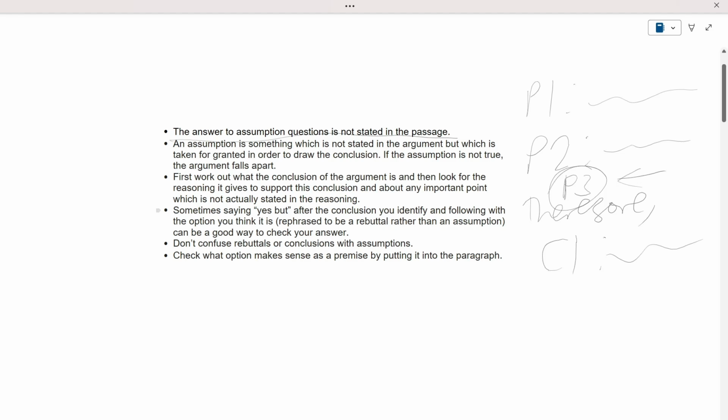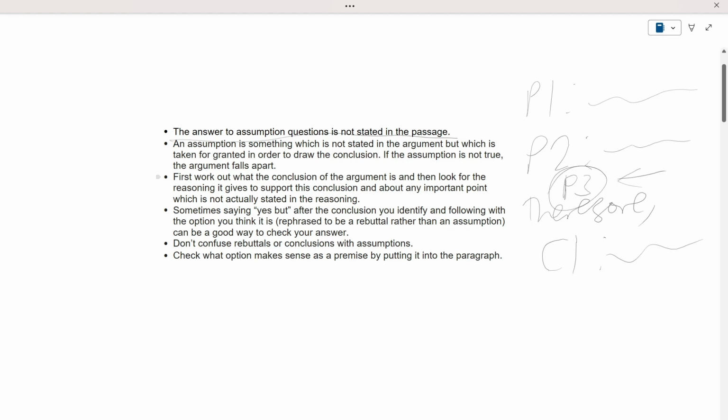I like this tip. Sometimes saying "yes, but" after the conclusion you identify and following the assumption you think it is can be a good way to check your answer. So, you might read the passage and it says, I don't know, therefore cats are better than dogs, and you'll go yes, but, and then there might be an assumption which is something like cats have more disease than dogs that can harm humans or something like that.